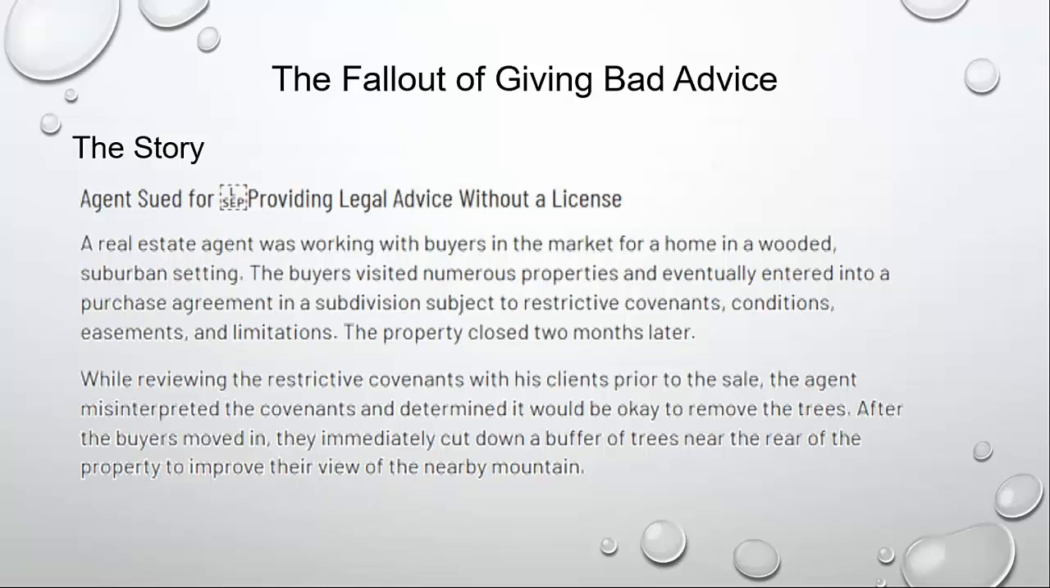But what happened here was that a real estate agent was working with a buyer, and there's a purchase agreement, of course, and it had HOA restrictions, and the agent actually misinterpreted some of the rules when the buyers asked them if it would be okay if they removed some trees on the property. And the agent said, yeah, that's fine. After the buyers moved in, they cut down a whole buffer of trees near the rear of the property because they wanted to improve their view.